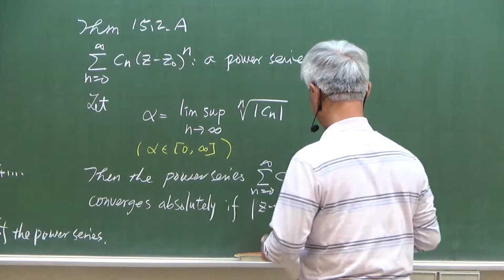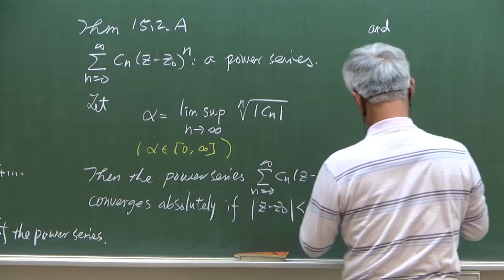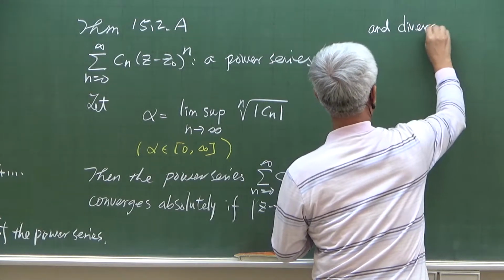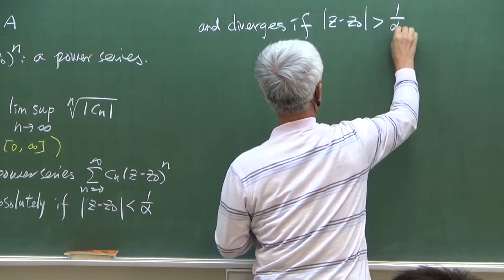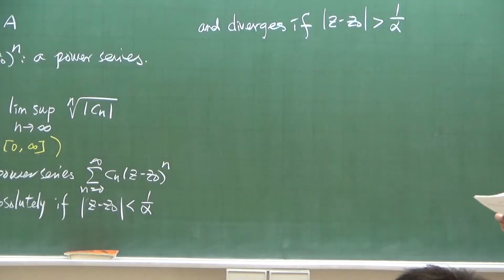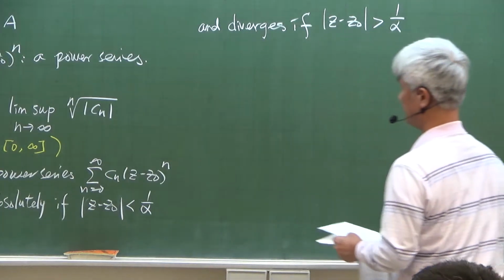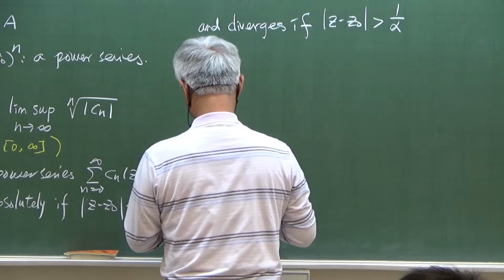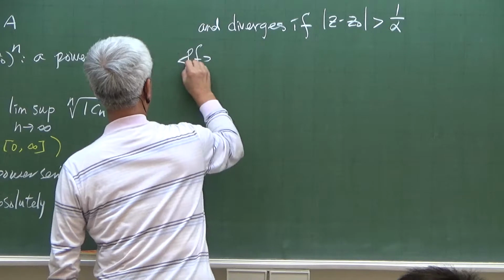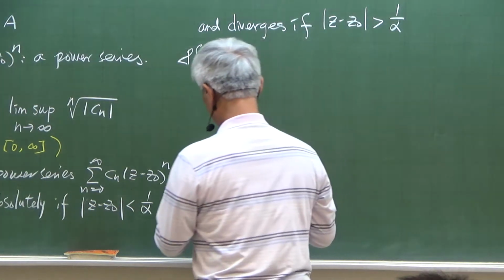This is the convergence part, and the power series diverges if the distance is greater than 1 over alpha. So 1 over alpha is a threshold to indicate whether the power series converges absolutely or diverges. The proof is by using the root test.